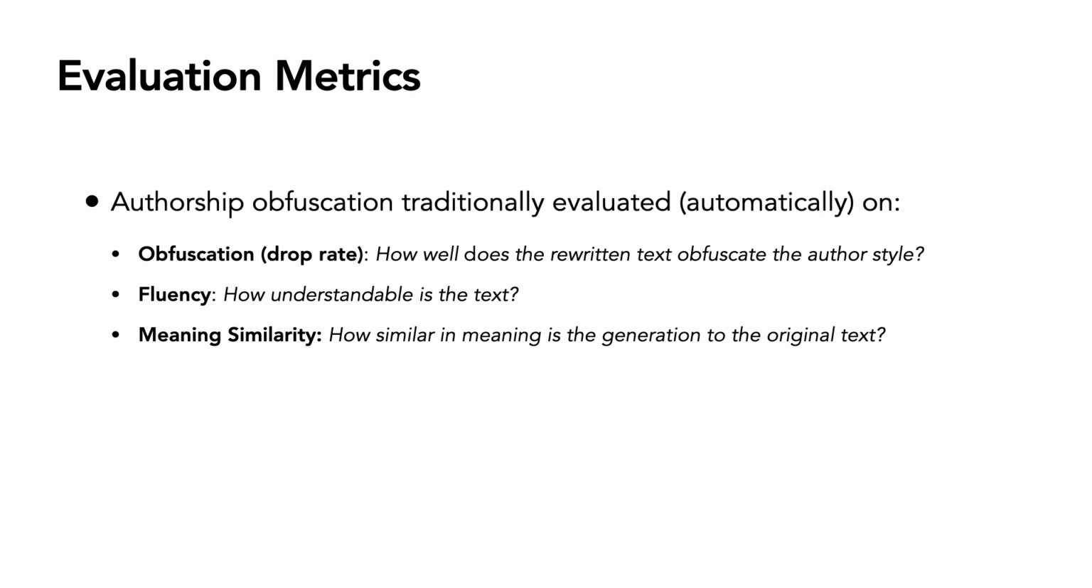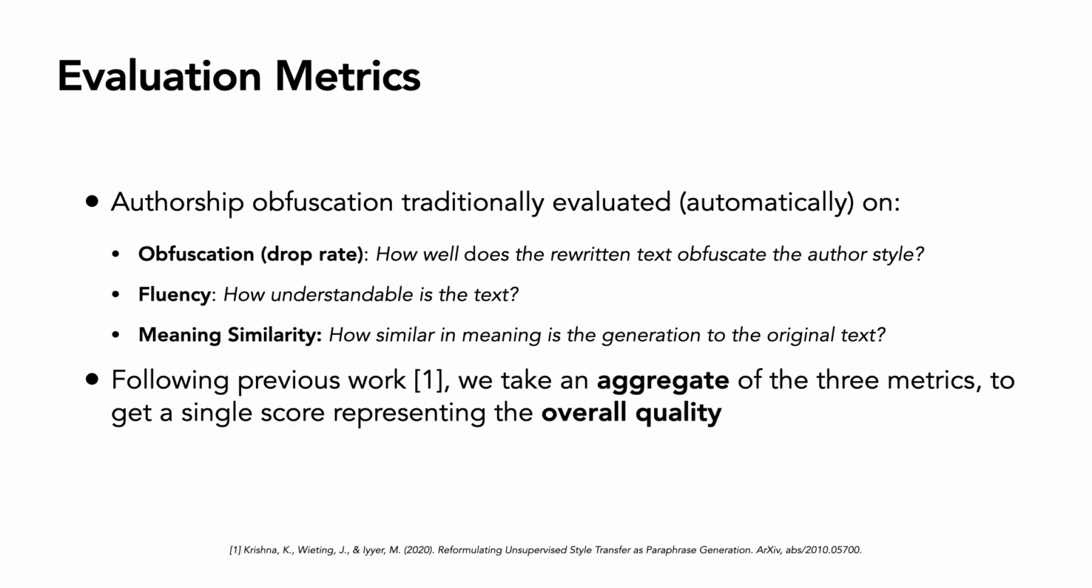So how do we actually evaluate how well our obfuscations are doing? Authorship obfuscation is traditionally evaluated using automatic metrics on 3 criteria. Obfuscation, which is saying how well does our rewritten text obfuscate the author style. Fluency, which is assessing is the rewritten text still readable and fluent. And meaning similarity. We want there to be a preservation of the meaning between the original text and the rewritten text. Finally, following previous work in style transfer and authorship obfuscation, we have an aggregate quantity of obfuscation, fluency, and meaning similarity, which gives us an overall score. So the ideal obfuscation should be high in all 3 of these categories to get a high overall score.